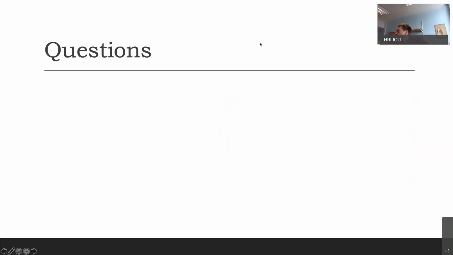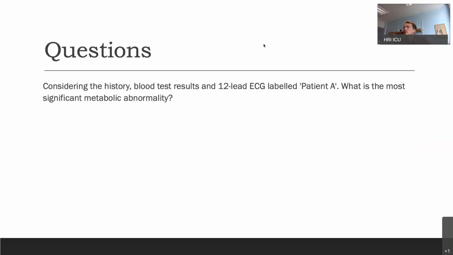So Kat's mentioned quite rightly, could it be AKI secondary to a toxin? The 19-year-old mentioned MDMA. The brief for this station says that once someone's mentioned MDMA or neuroleptic malignant syndrome or something along those lines, the patient is normothermic. Considering the history, what's the most significant metabolic abnormality? And as lots of people have said on the question answer thing here, it's hyperkalemia.